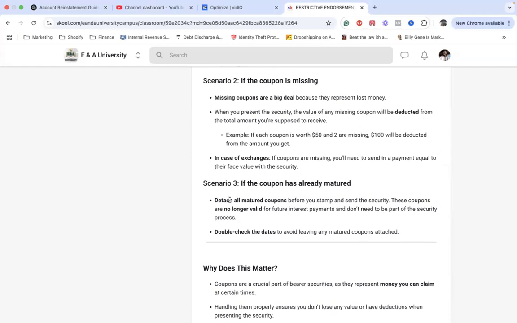Now, if the coupon's already matured, you detach all matured coupons before you stamp and send the security. These coupons are no longer valid for future interest payments and do not need to be part of the security process. Double check dates to avoid leaving any matured coupons unattached.